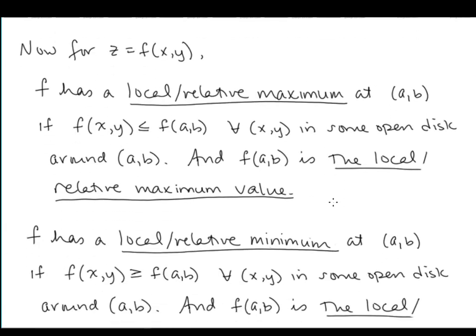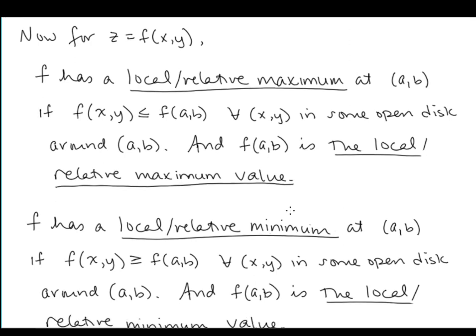Now let's take a look at this for a function of two variables. If we have z as a function of x and y, we say f has a local or relative maximum at the point (a, b) if f of (x, y) is less than or equal to f of (a, b) for all (x, y) in some open disk around (a, b). Before we had point c and an open interval, now we have point (a, b) and an open disk around (a, b). And in this case, f of (a, b) is called the local or relative maximum value.